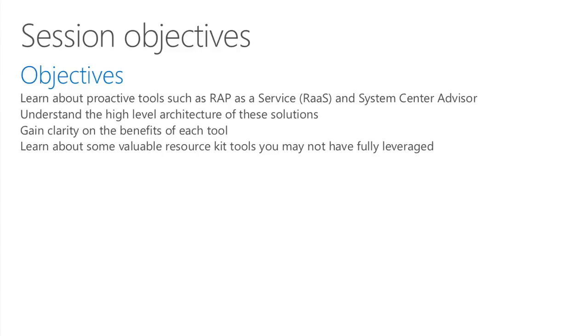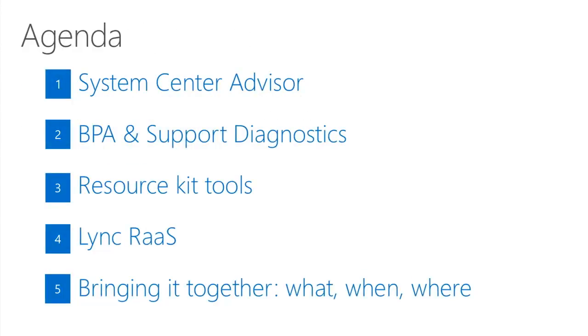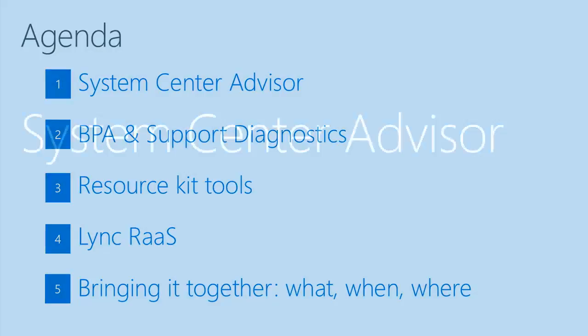And then additionally to just what does every tool do, we want to spend a little bit of time looking at the architecture so that you can make that right decision, understanding how the tool works underneath the hood, and figure out which one or which ones of these are best for your situation, your environment. So from an agenda perspective, we'll start with System Center Advisor, then BPA and support diagnostics, and then I'll switch it over to Keith to talk about ResKit tools, Lync RAP, and then he'll tie everything together and really tell the when, the how, and some key differences between all of the solutions and tools that we've talked about.